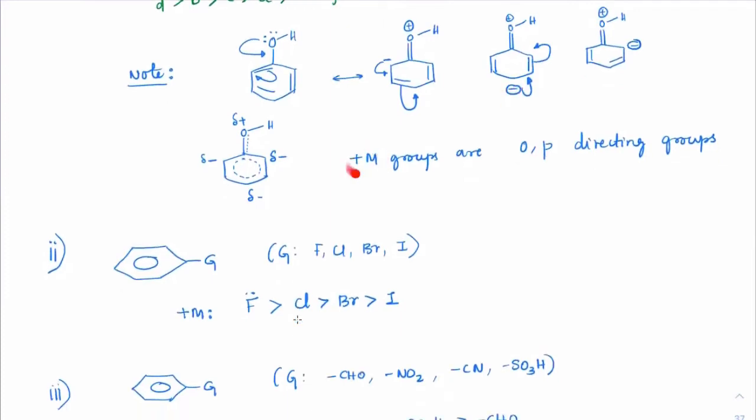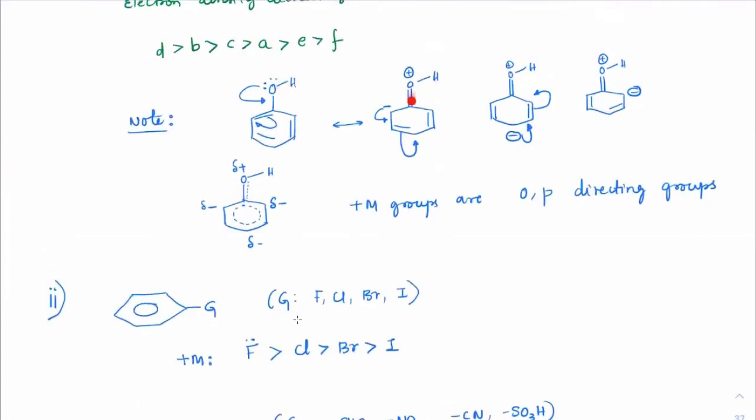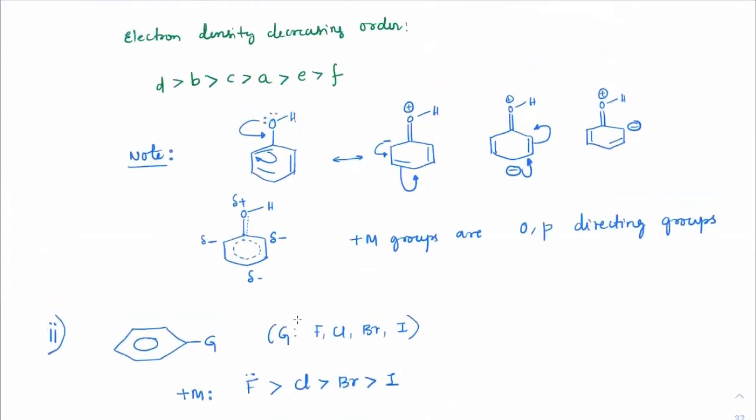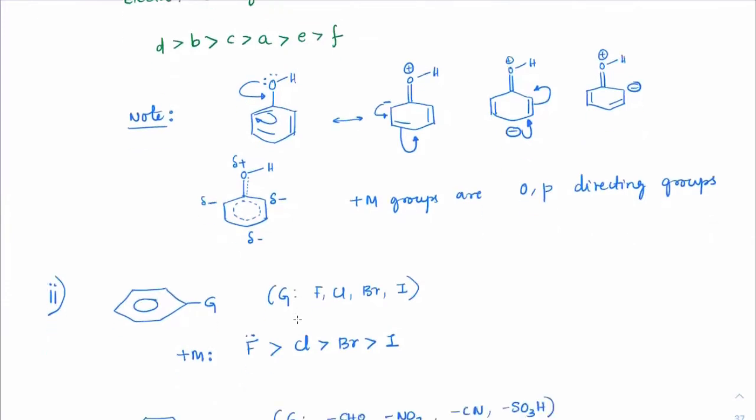Yes, plus M groups. These are all plus M groups, right? OH, whatever A, B, C, D, E, F, what we have taken, these are all plus M groups. When you have plus M group, externally an electrophile is approaching like this. Where does this electrophile go? It will go and combine at ortho and para position.